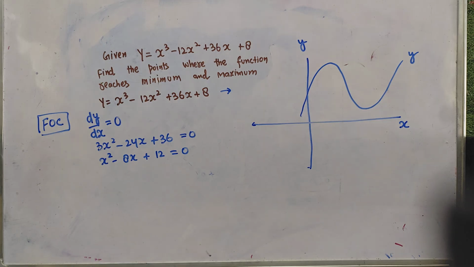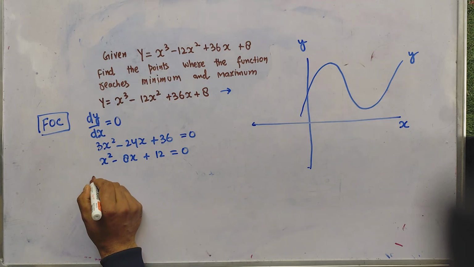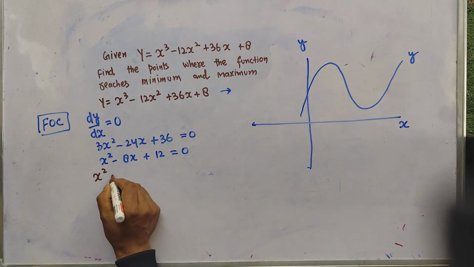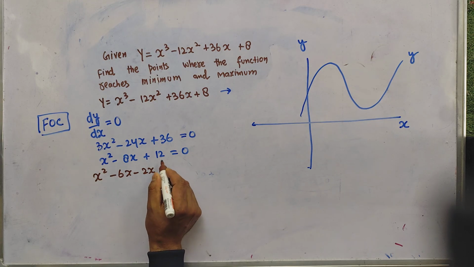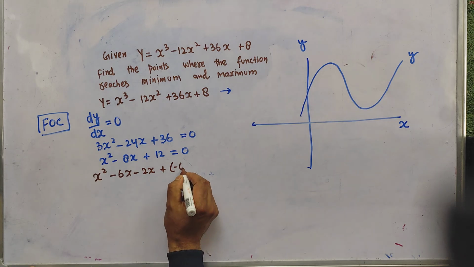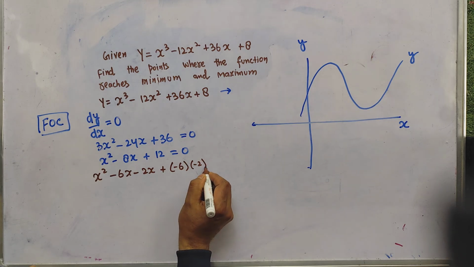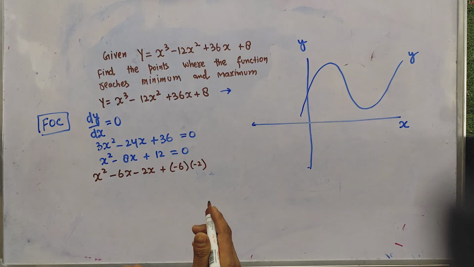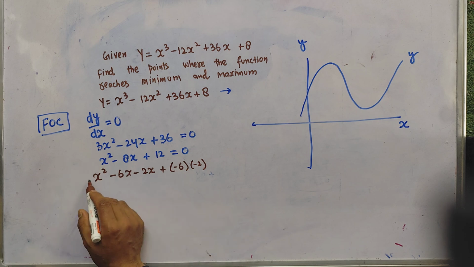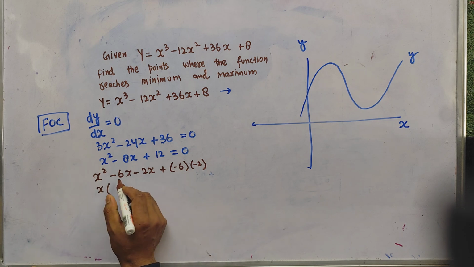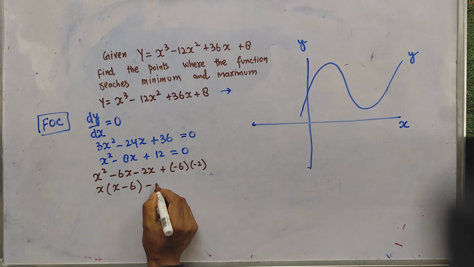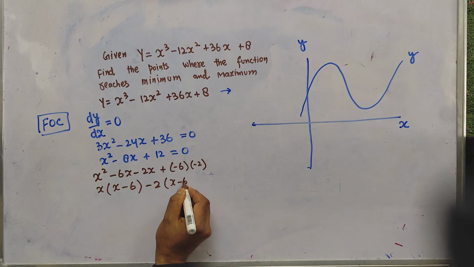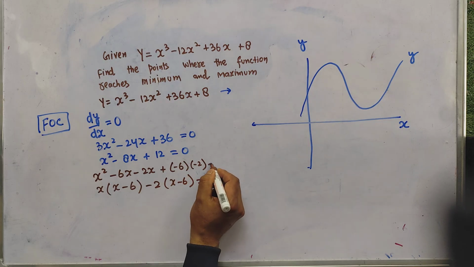So this is our quadratic function, and we can solve it using splitting middle term. That means x square, so in place of minus 8x we can write minus 6x minus 2x, and in place of 12 we can write minus 6 times minus 2. So splitting middle term. Let us take x common from the first two terms. So we are left with x minus 6, and let's take minus 2 common from the last two terms. We are left with x minus 6, and we set it equal to 0.